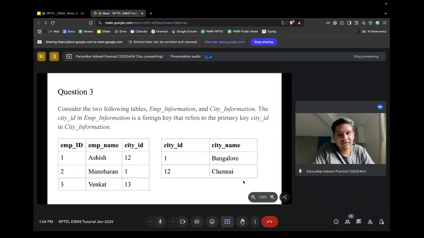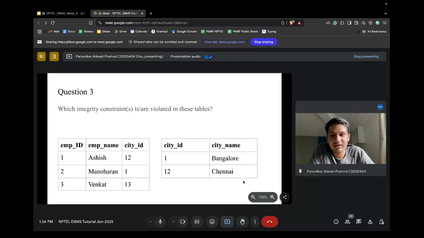So moving to the next question. You're given two tables. The first is called employee information, which has three attributes: employee ID, employee name, and city ID. And the second table is called city information, which has two attributes: city ID and city name. Now, the city ID in the first table is a foreign key that refers to city ID in the second table. Okay. Now the question is, which integrity constraint is violated in these tables?